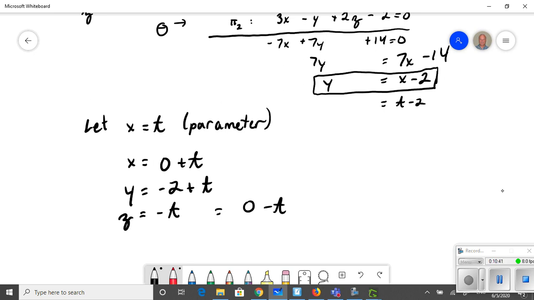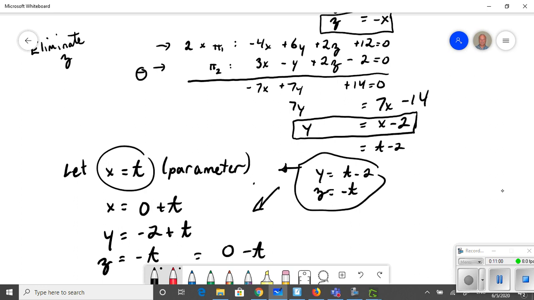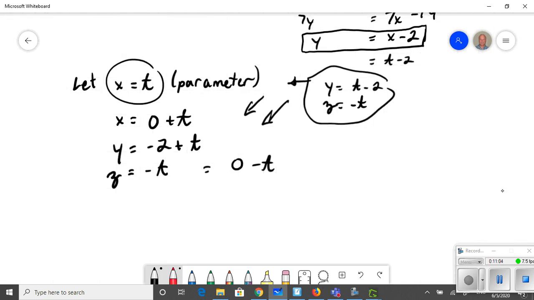I want to backtrack here and go up to this line. I'm going to introduce my parameter here: x equals t. So what happens then is that y now becomes t minus 2, and z now becomes minus t. I'm going to use these in this equation and develop my parametric equation. So here's my parametric equation.